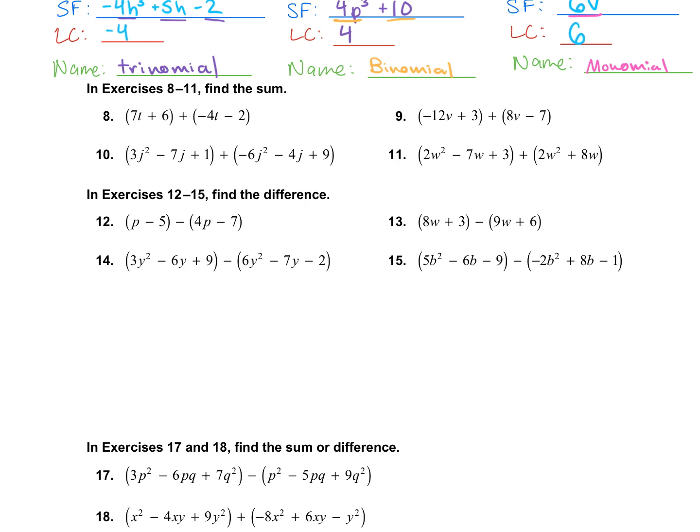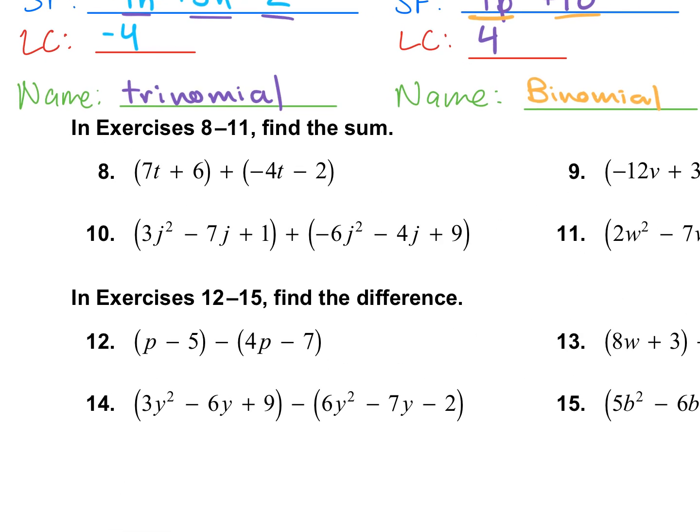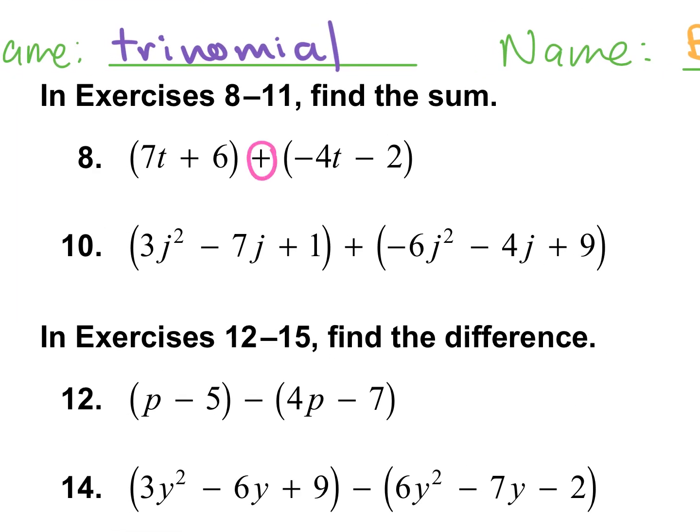All right, next we're going to find the sum. So we're adding them. So we just add all of our like terms together. What is 7t minus 4t? 3t. And then what is 6 minus 2? 4. So 3t plus 4.